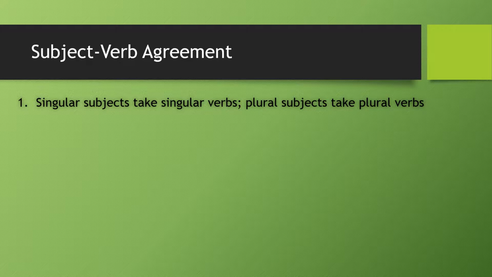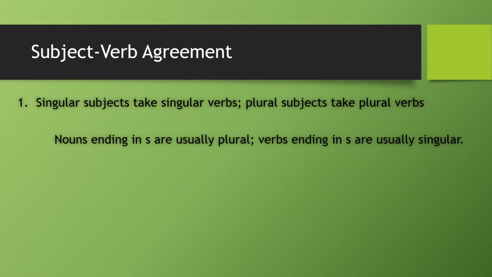The first of those rules is that singular subjects take singular verbs and plural subjects take plural verbs. Nouns ending in S are usually plural. There are some exceptions to that, of course, but nouns ending in S are usually plural, and verbs ending in S are usually singular.